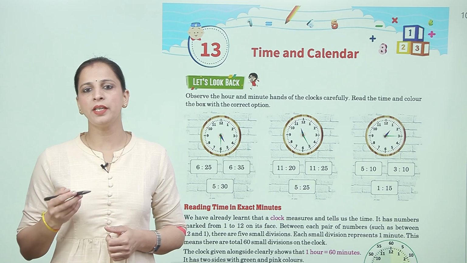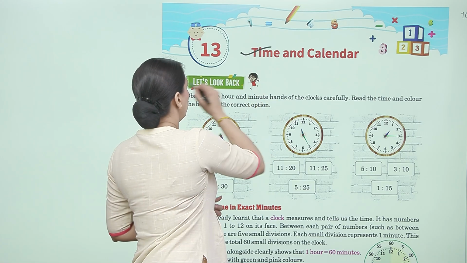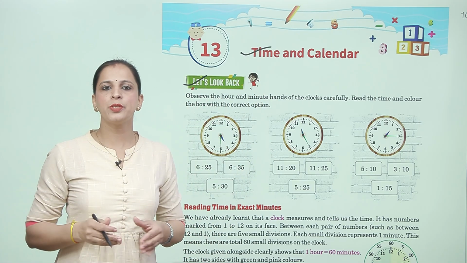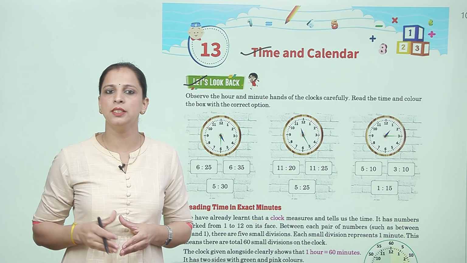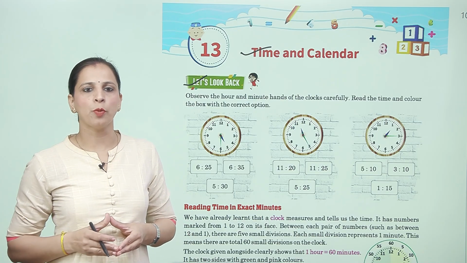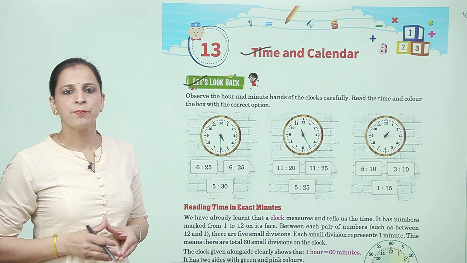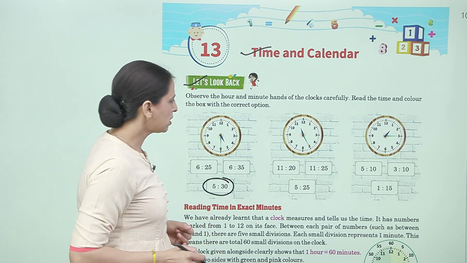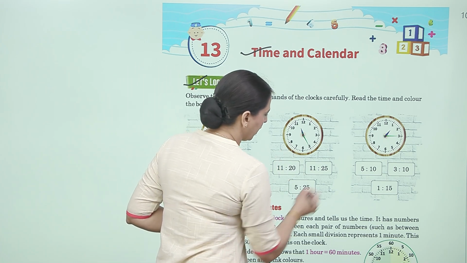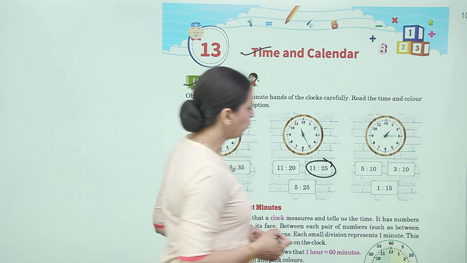Let us start our topic time and calendar. Let us look back. Observe the hour and minute hands of clocks carefully. Read the time and color the box with the correct option. First is the time is 5:30. Next, time is 11:25. Next, time is 1:15.